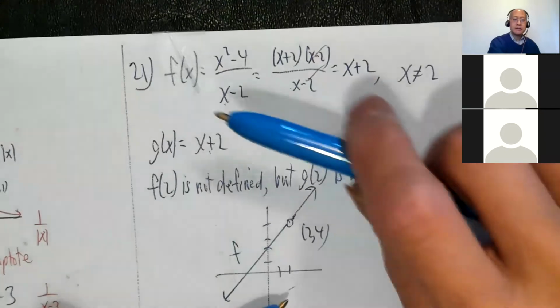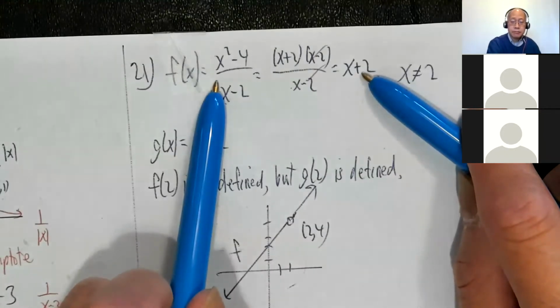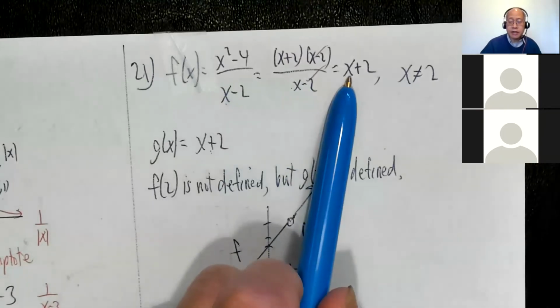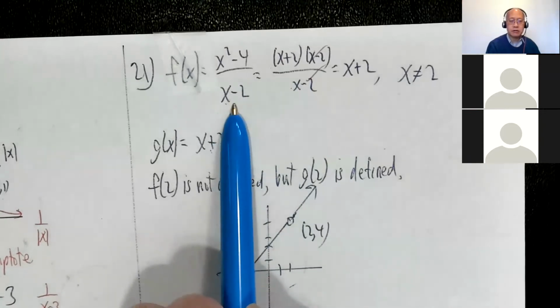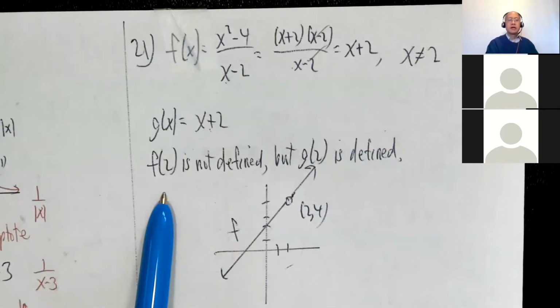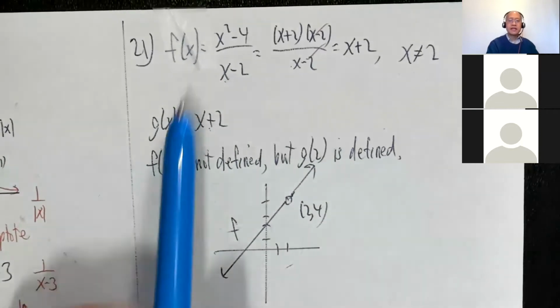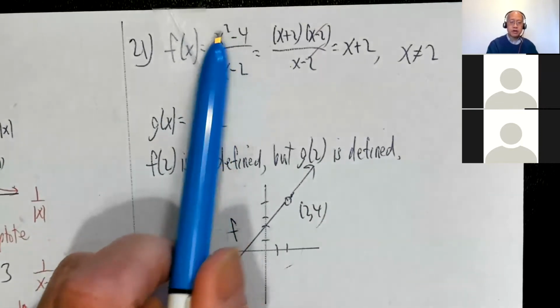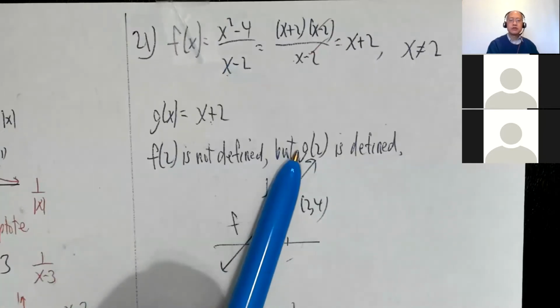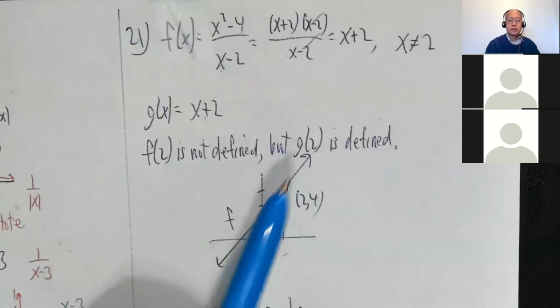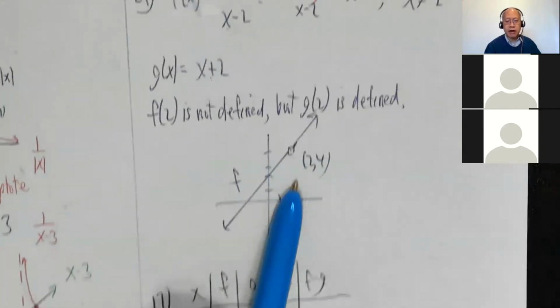So technically, these two are not the same. Only at one x value, 2, because 2 is allowed here. 2 plus 2 is 4, but 2 is not allowed here. You're never allowed to divide by 0. So the answer is they're different because f of 2 is not defined. If you look at the original function, 2 is not allowed, but g of 2 is defined. And I can illustrate that with a graph.